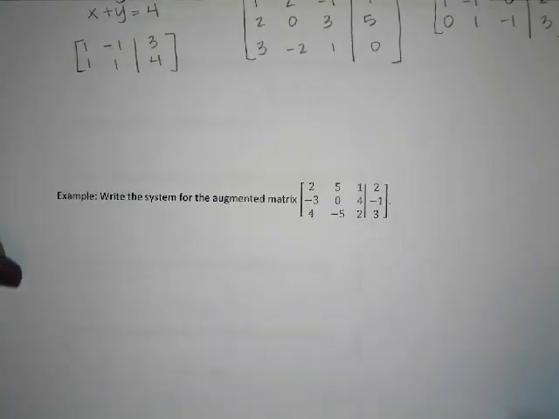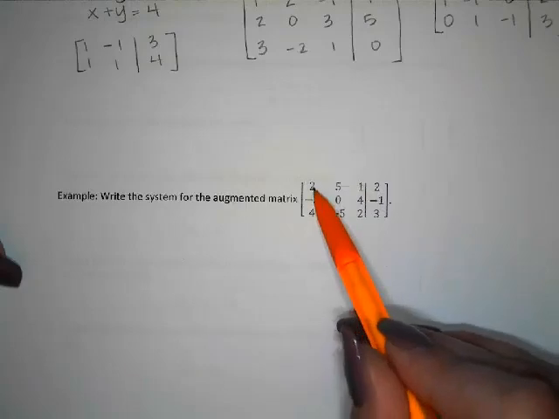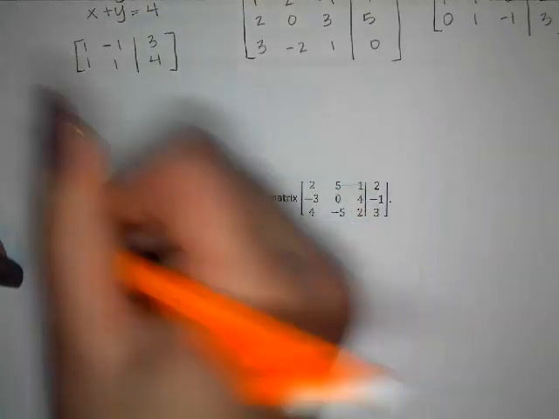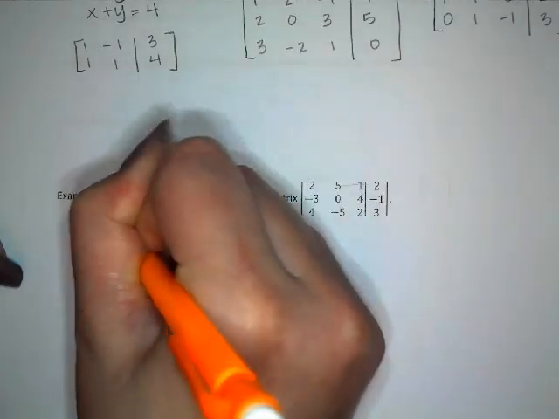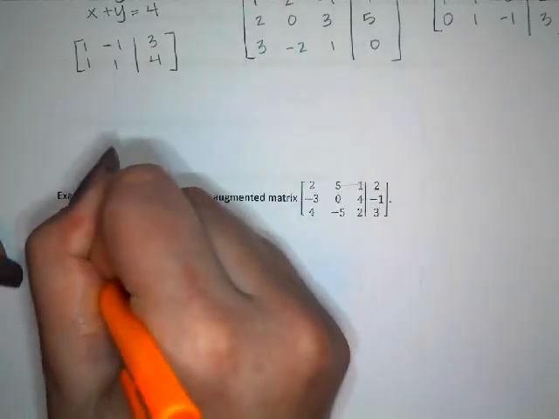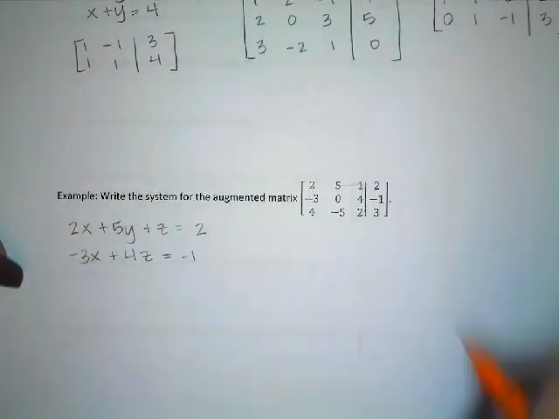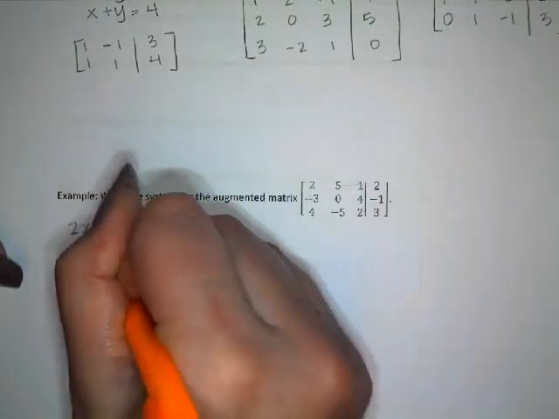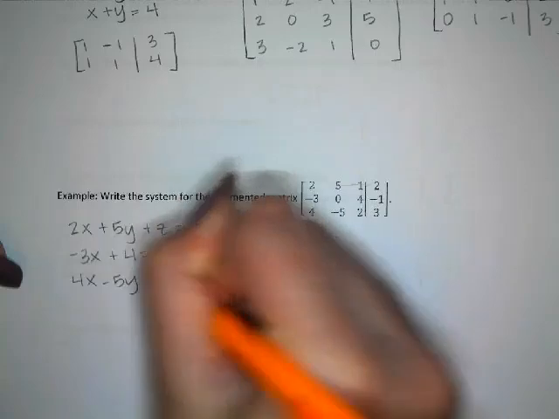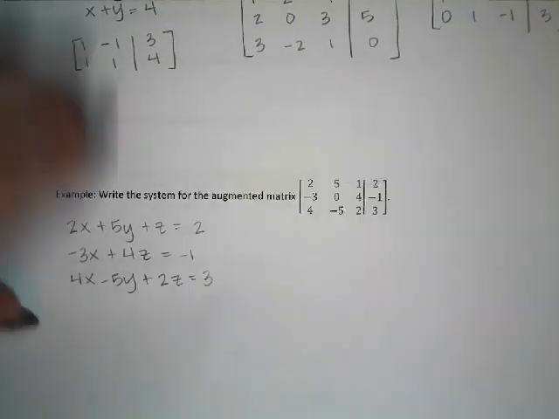All right, the next example gives you an augmented matrix, and we're going to write the system. This has 3 columns and 3 rows, so we've got 3 variables and 3 equations: x, y, z. 2x plus 5y plus z equals 2. -3x, I don't need the y, plus 4z equals -1. 4x minus 5y plus 2z equals 3. Okay, so writing an augmented matrix as a system is pretty simple.